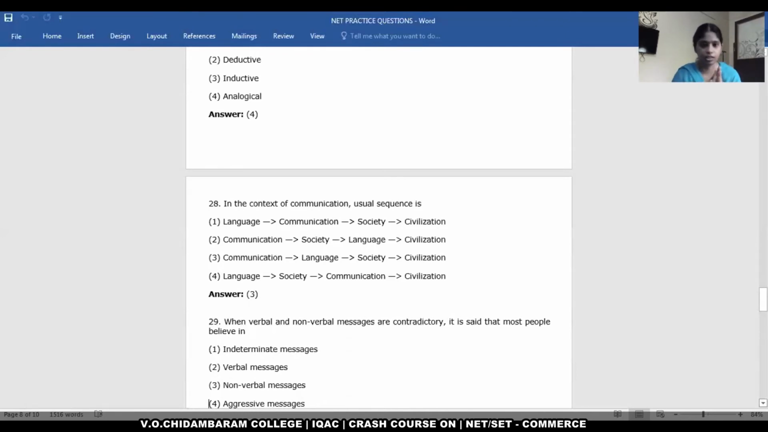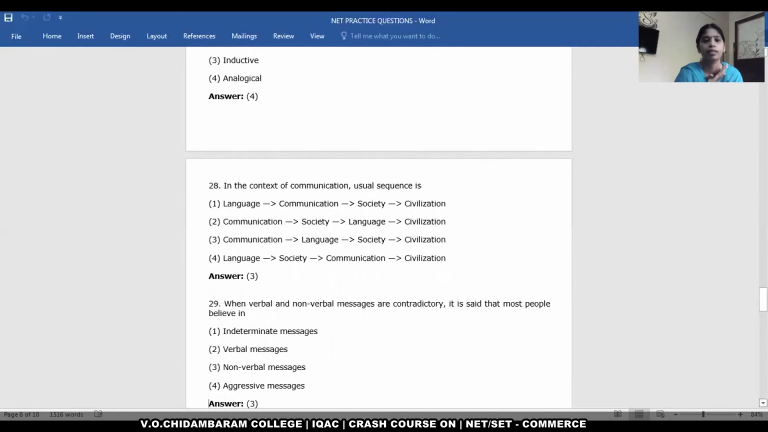So society, and then the next in the sequence is civilization. After that we slowly develop and reach an advanced level of growth and development. So civilization. This is the order: communication, language, society, and civilization. So the option is 3.